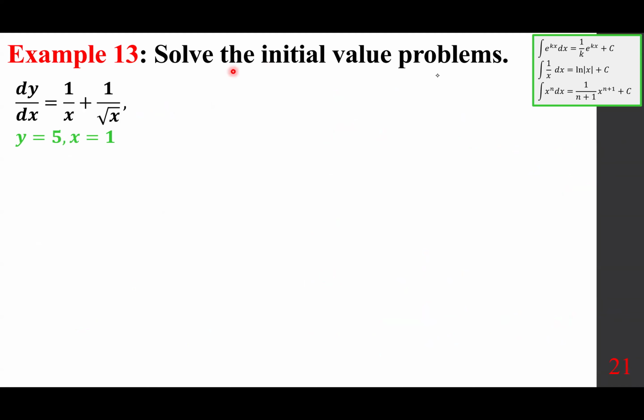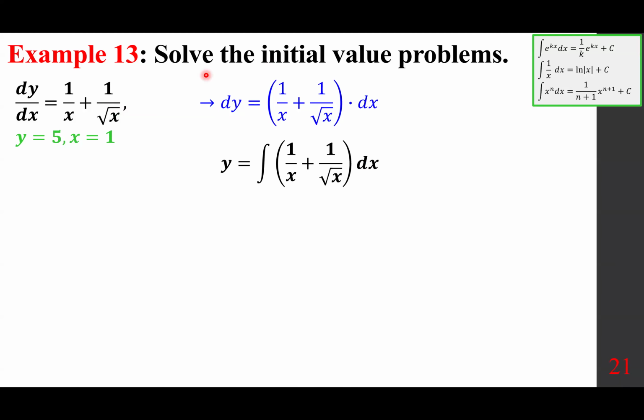Here's another example. Solve the initial value problem. dy dx is 1 over x plus 1 over square root of x. y is 5 when x equals 1. In short, there is a pair. So first, we are going to ignore that and solve this, which means dy is the right side times dx. And then y is the integral of the right side. Or you can integrate both sides.